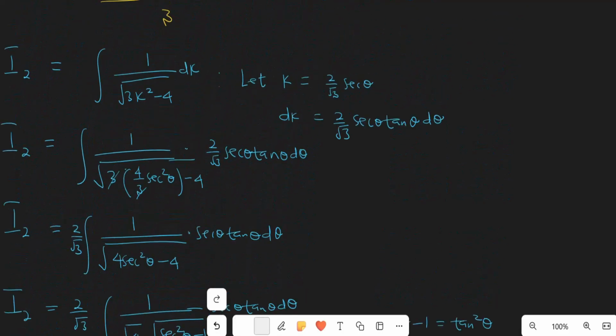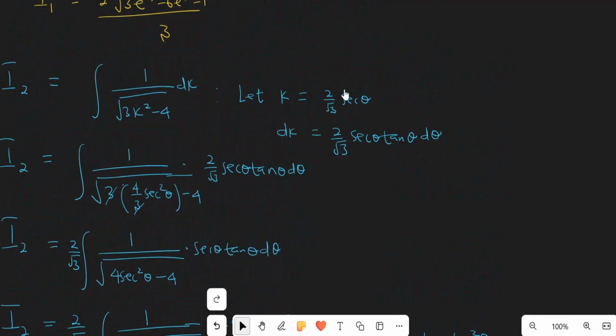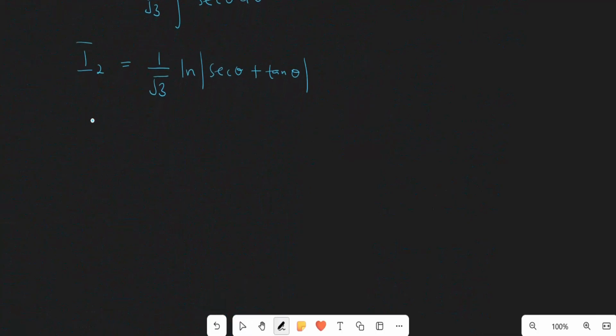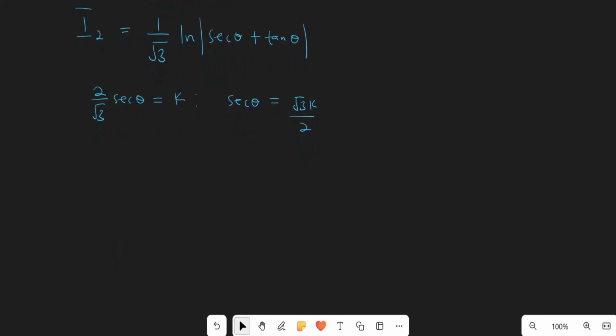So we have to move back into the k world first. To move back into the k world, we have to use the substitution that k is equal to 2 over the square root of 3 secant of theta. So we are recalling the substitution: secant of theta is equal to the square root of 3 times k all over 2, right? So this is what we have from the substitution.